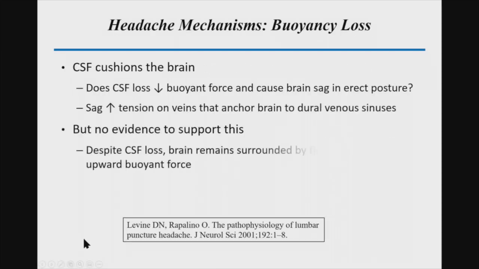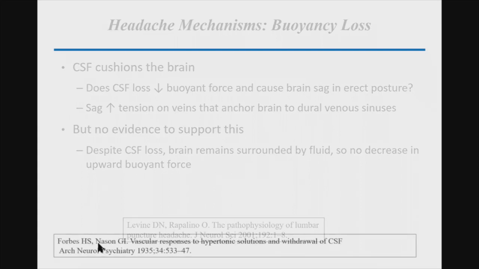We were talking a bit about buoyancy. Does the spinal fluid loss decrease the buoyant force? Hard to say that. We talked about the tension in the veins. And the question is going to be, if there was not spinal fluid surrounding the brain in some way at all, how could you survive? You may have heard earlier that the brain itself is heavier than the spinal fluid, but it won't change the buoyancy with a small amount of loss.